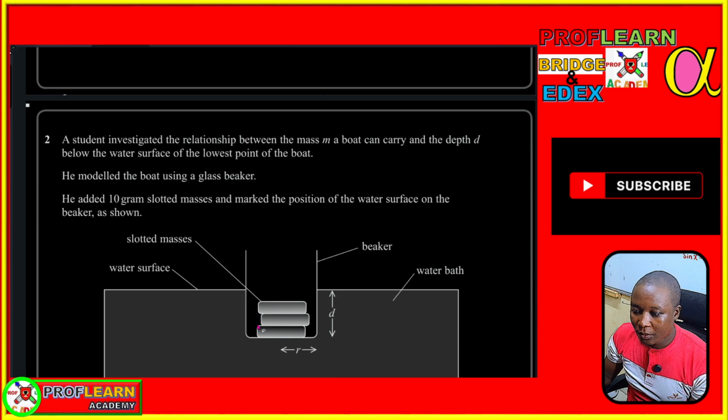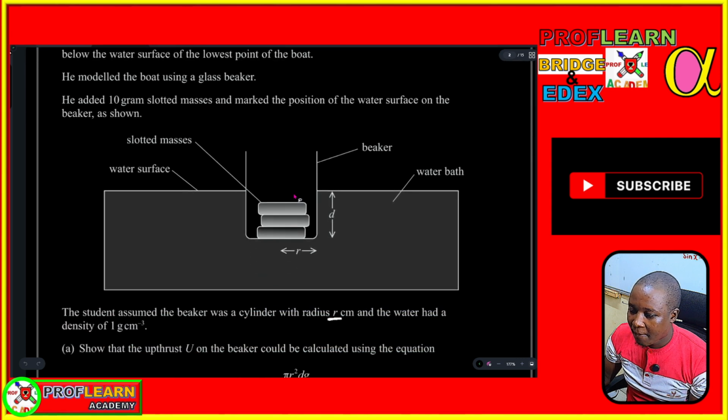In question 2, we are told a student investigated the relationship between the mass M a boat can carry and the depth D below the water the boat will go. Meaning that when you add mass, the boat will keep on sinking. In that case, you can see the beaker is just modeling a boat, because if you add some masses, the beaker will keep on sinking. That is exactly what happens to ships in the ocean and also boats.